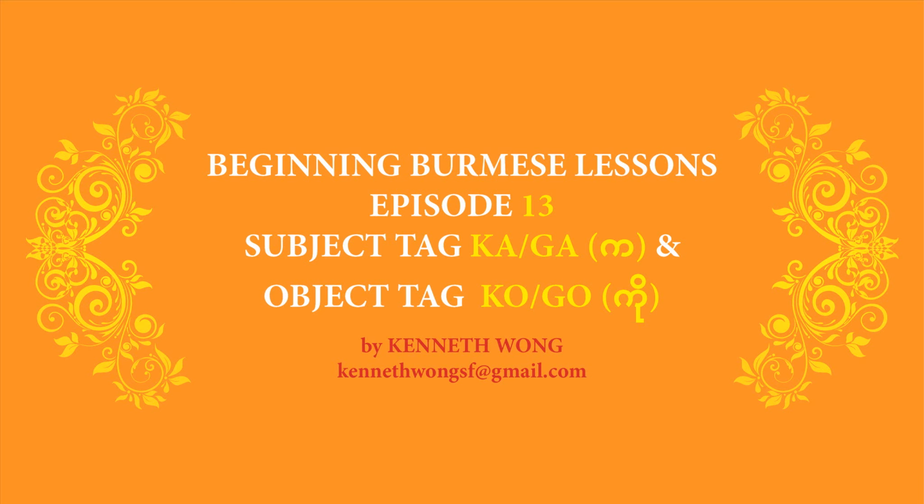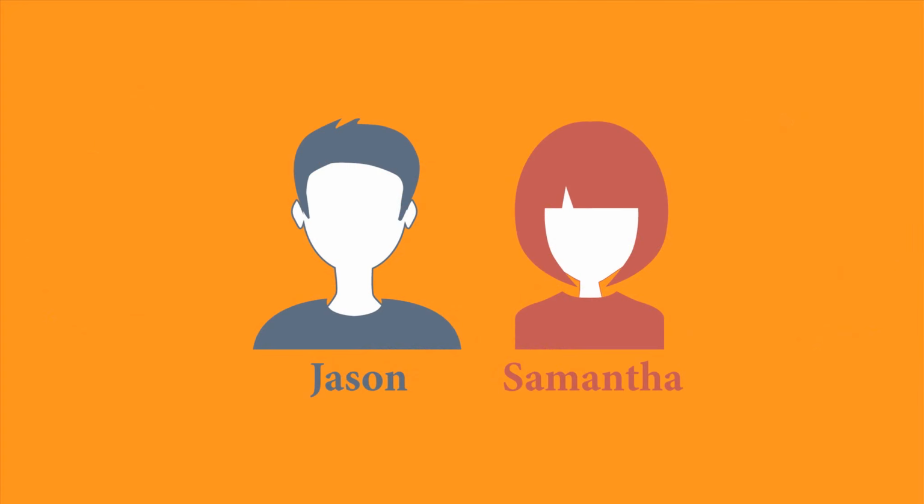In this episode, I'll teach you how to use the subject and object tags. They are written as ga and go, but often they are pronounced ga and go. For my lesson today, I made up two characters. Let me first introduce you to Jason and Samantha.